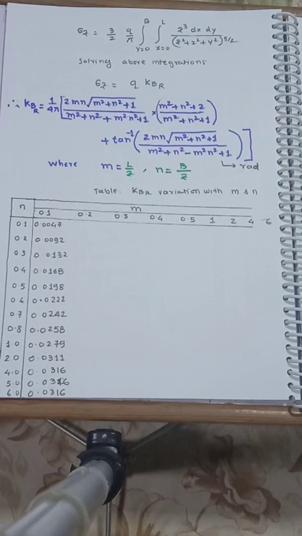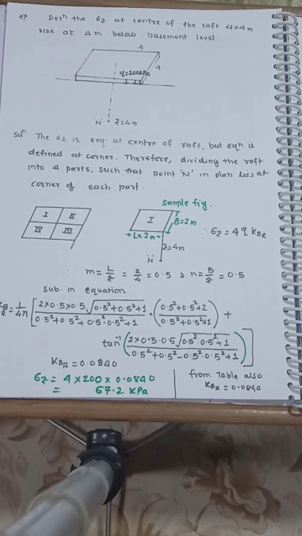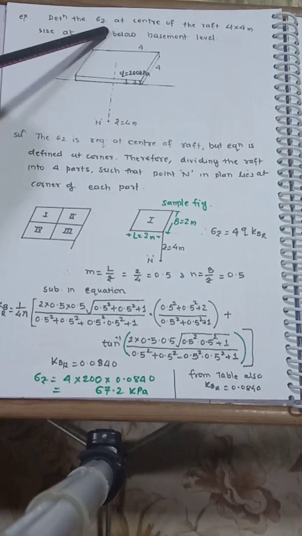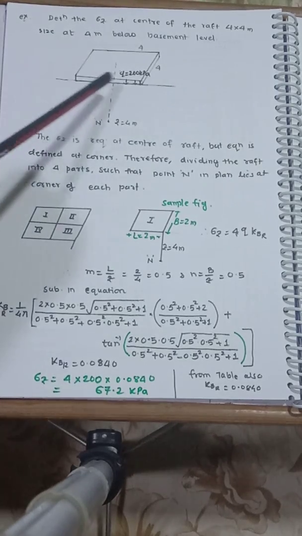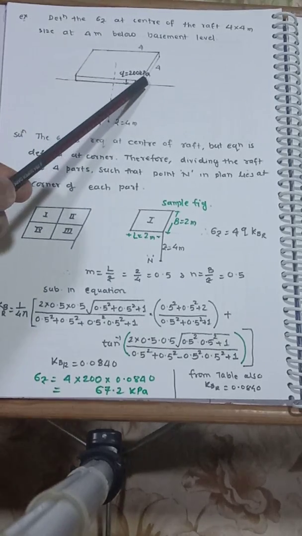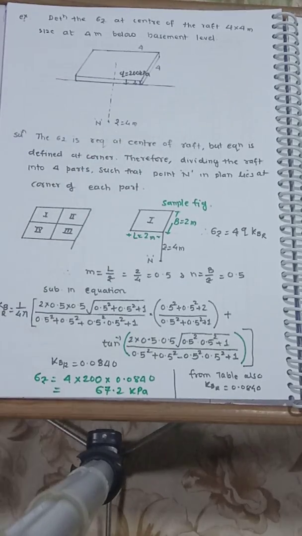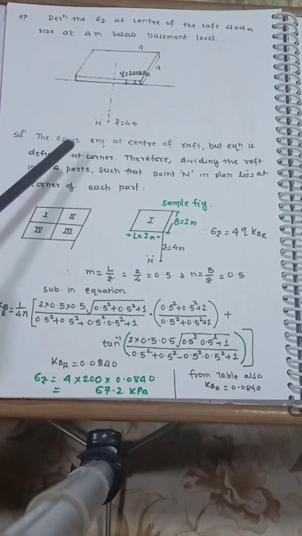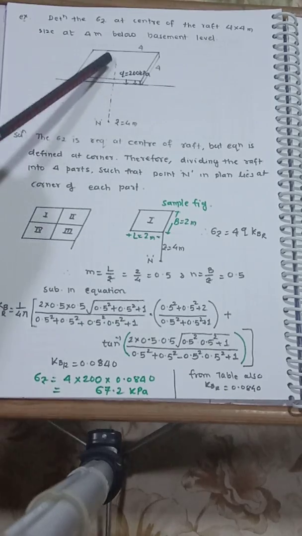Okay, so let us solve a simple problem based on this. Determine the vertical stress at the center of a raft 4x4, which is square, and at a depth of 4 meters below the basement level. Suppose this is a raft at a basement level, 4x4 meters, and it applies a stress of 200 kilopascal, and we require it at the center, at a depth of 4 meters. Now the sigma z equation which we discussed is at the corner, but here we require it at the center.